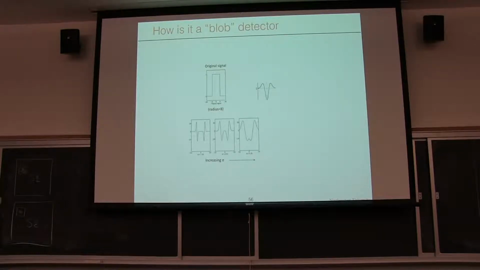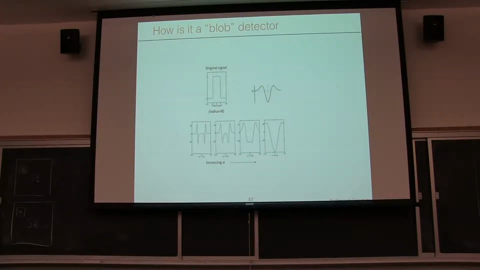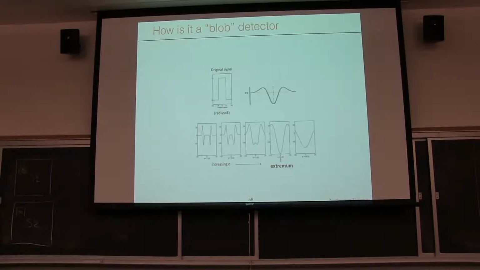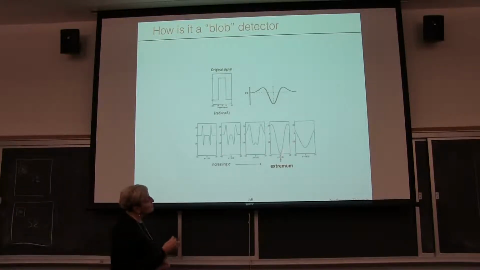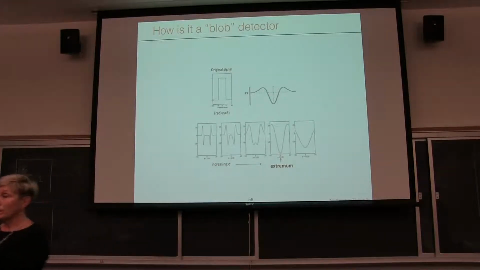Now let's go to sigma equal 8. This is what I get. Let's keep increasing sigma. This is what I get. And you see that of all of these, the one that went all the way down was for sigma equal 8, which was the radius of this thing. So matching the scale, finding the scale where I have the maximum response, matches the size of my pulse.